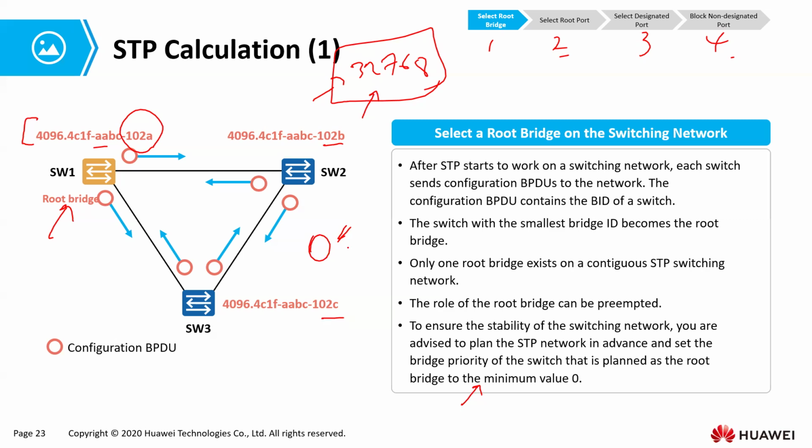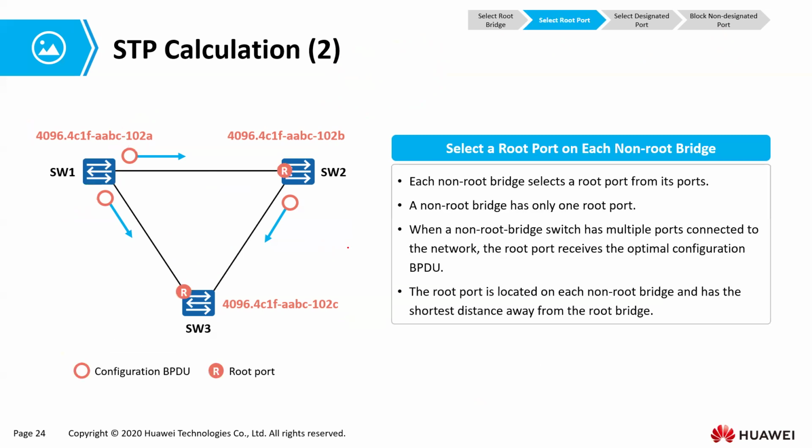In summary, step number 1, identify the root bridge. Number 2, we identify my root ports. How do we identify my root ports? Very easy. So in this example, we have identified the root bridge. Root port, by definition, is the path with the lowest cost to get to the root bridge.